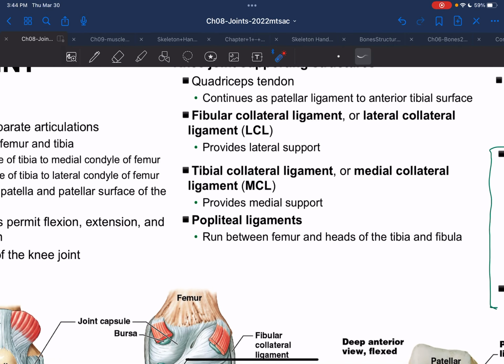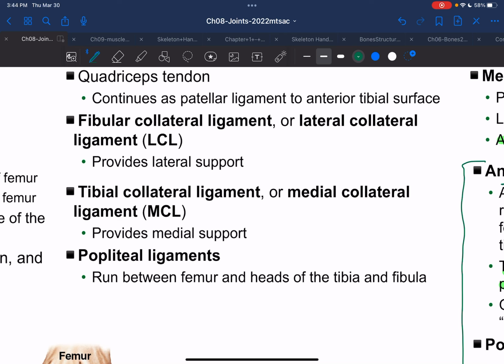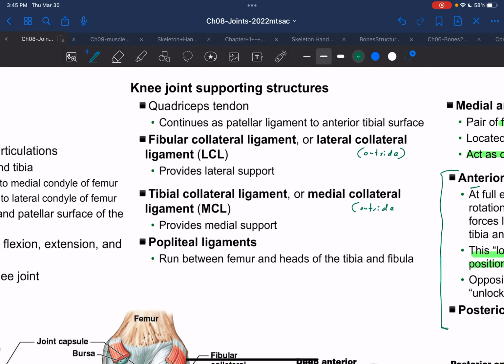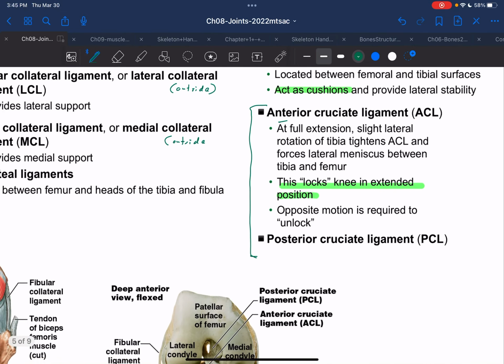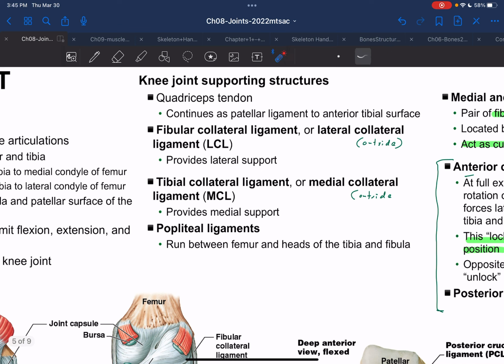Now, these are much easier to learn. When we look at the word collateral, you want to think to yourself, outside. We already know that if it's called cruciate, it crosses through. But anything that's collateral is going to be on the outside of the joint capsule. So some easier ones, don't let these names intimidate you. You can already figure it out now with your bone knowledge. Lateral collateral ligament and the medial collateral ligament.